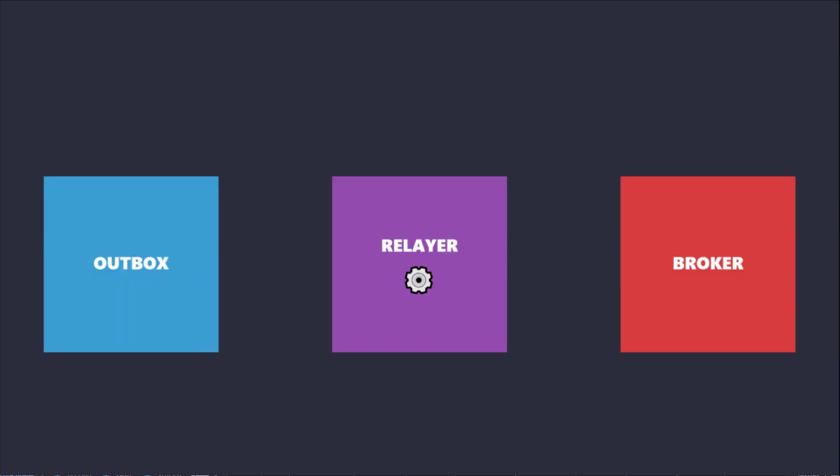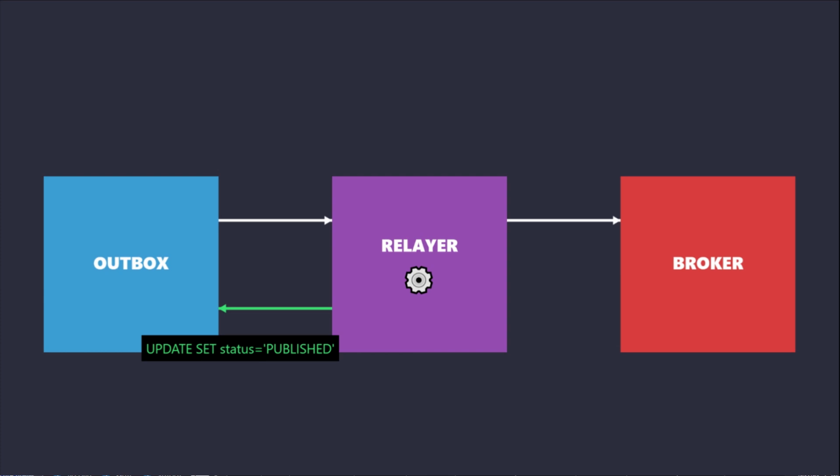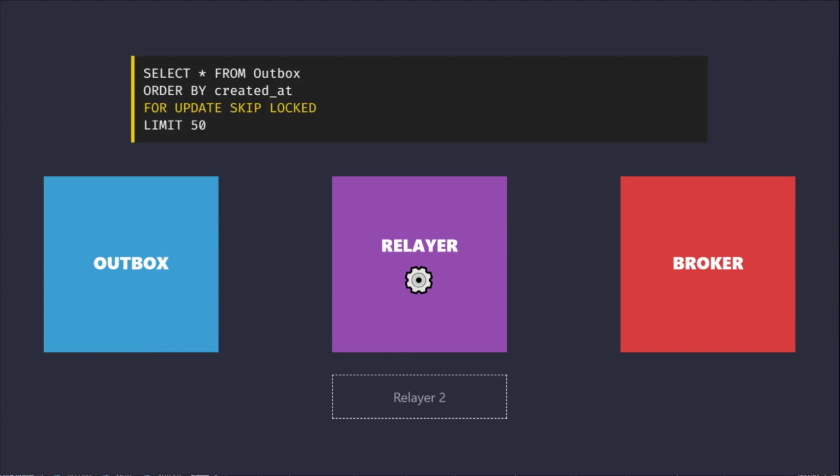The relayer is a dedicated, separate process responsible solely for monitoring the outbox table. It operates outside the main application transaction boundary. Its primary function is to select pending events, publish them to the message broker, and then update the event status in the outbox table to published. This separation of concerns is vital. It prevents the message broker latency, which can be high, from impacting the core business transaction response time, ensuring low latency for user-facing operations.